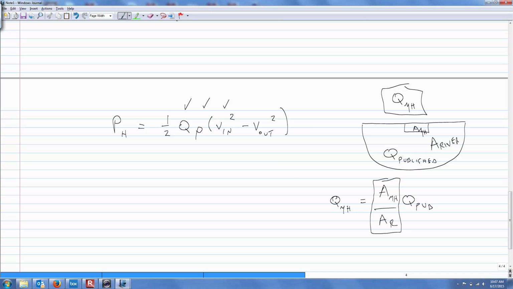Okay. So let me write that out one more time. This is going to be the final equation that I do want to see in your report. Power hydro equals 1/2 the area of your microhydro over the area of the river times the density of water times your V in squared minus your V out squared. So that's the formula you're going to use for your theoretical maximum.